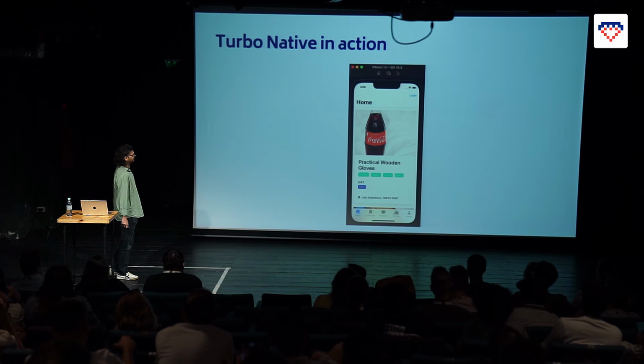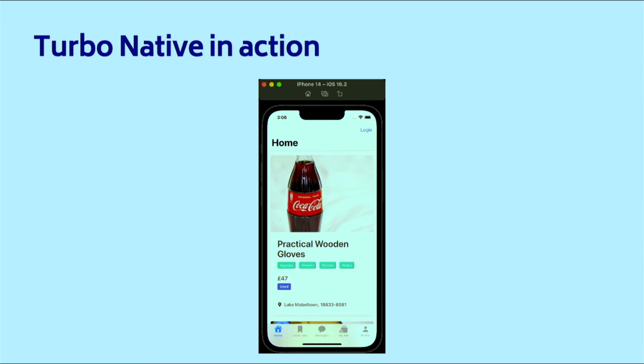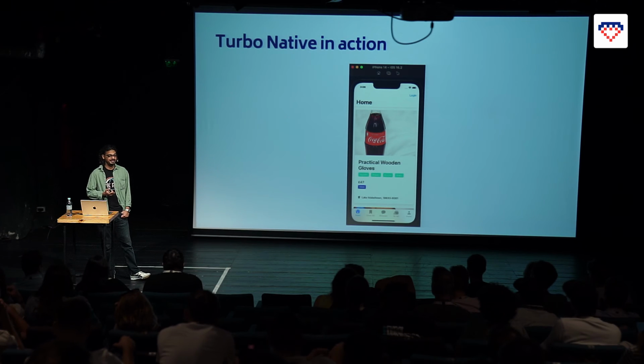So, to me, that looks pretty native. Stuff like swipe to go back on iOS and things like that, they just work because we're just using native navigation. So all that stuff we just get out of the box for free.